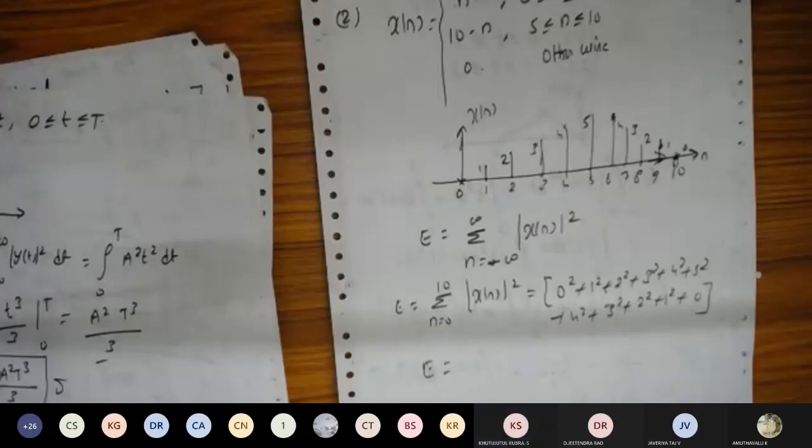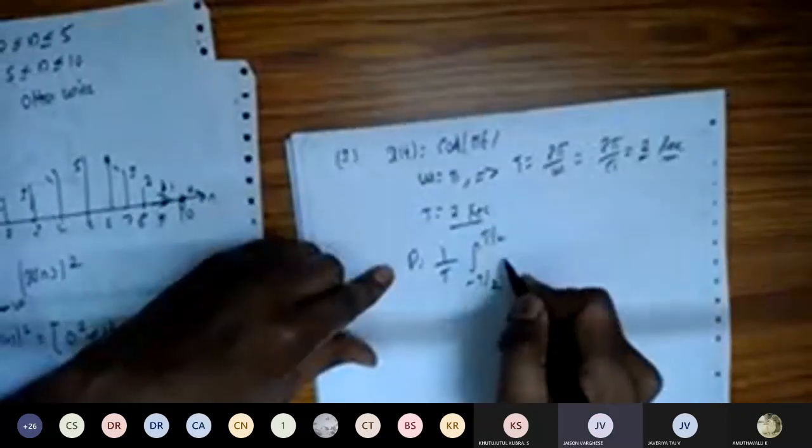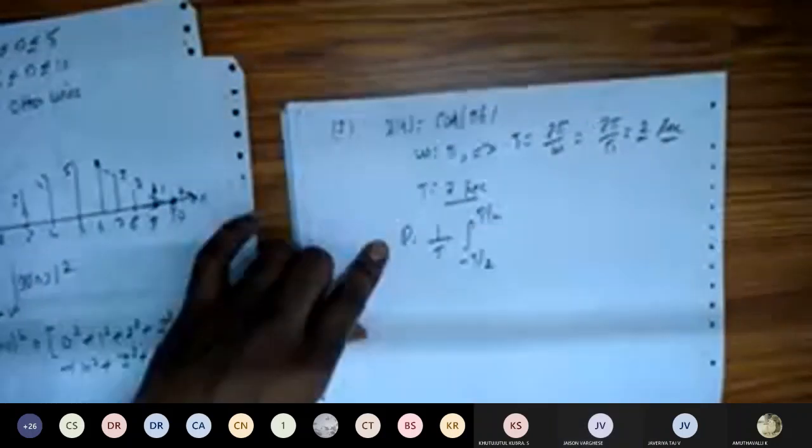Now write the formula for the average power. Now you can see the question, I guess. So you can take x of t is equal to cos pi t. It's visible and audible, right? So write the generalized formula for the power.